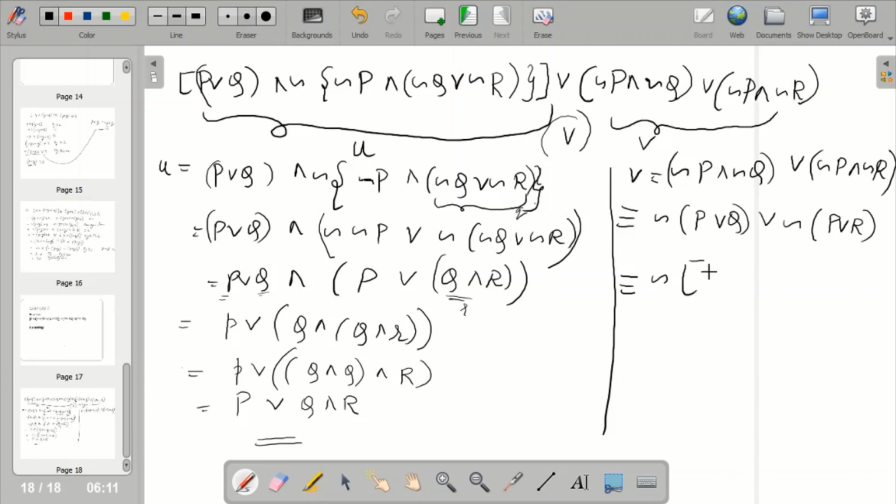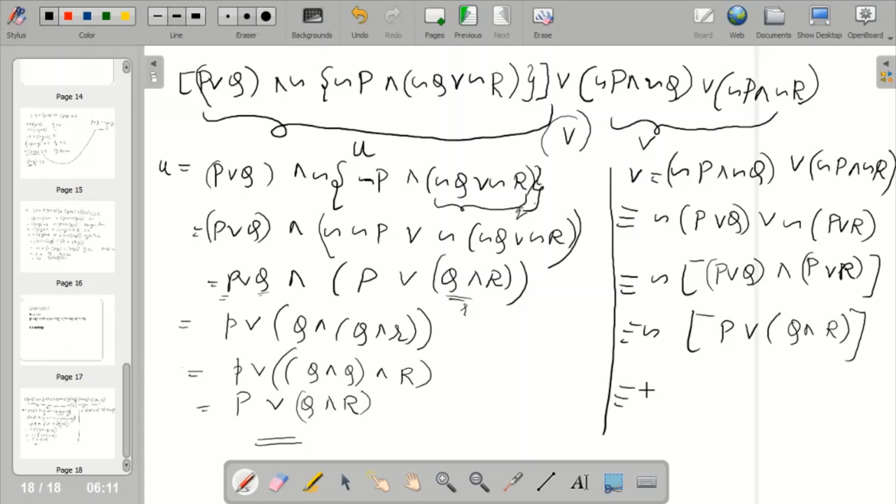I can write it as negation of P or Q and P or R. I applied De Morgan's law again. Let the negation be out here. So P or Q and P or R. By using distributive law, I can write it as P or Q and R. So same here, P or Q and R. I wrote it here. So I got it this way.